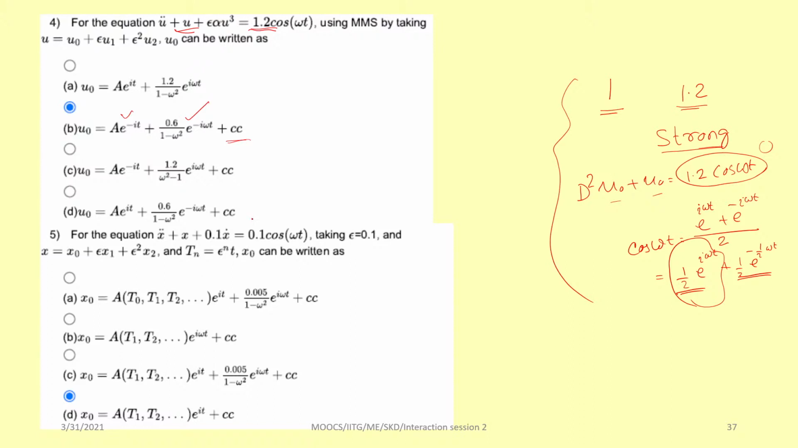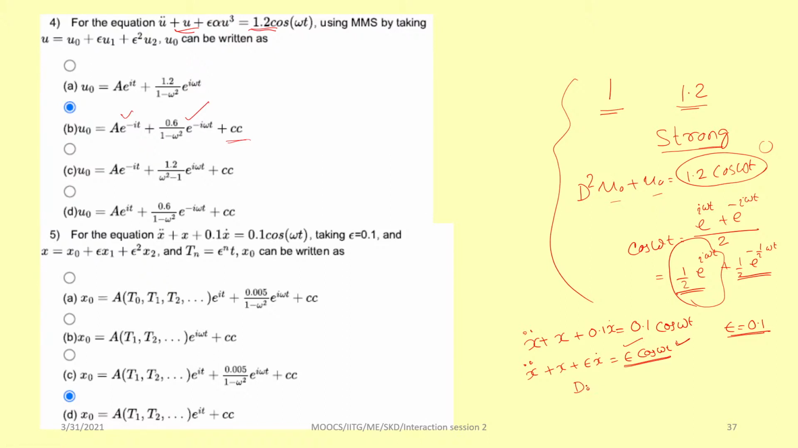So first you have to order the equation. In this case the equation is written x double dot plus x plus 0.1 x dot equal to 0.1 cos omega t. Here epsilon is given, you have been given the hint that epsilon equal to 0.1. So you can write this equation in this form, that is x double dot plus x plus epsilon x dot equal to epsilon cos omega t. So here you have a weak forcing term. As you have the weak forcing term, it is of the order of epsilon. So in the first equation, that is the order of epsilon to the power 0, this term will not be there.